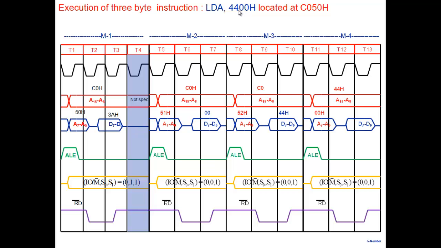What do S0 and S1 do? S0 and S1 indicate what is happening. What is my microprocessor doing? Am I doing a memory read? Am I doing a memory write? Am I doing an input output read or write? It's indicating this because memory and many other devices may be connected to the microprocessor, so they get to know what is really happening. So that is LDA 4400H, and that's how the microprocessor executes the entire instruction.